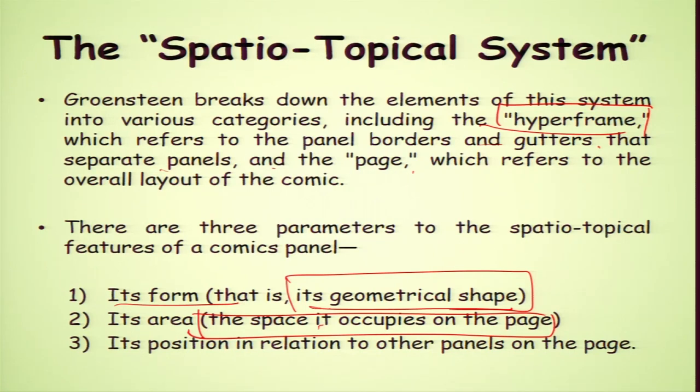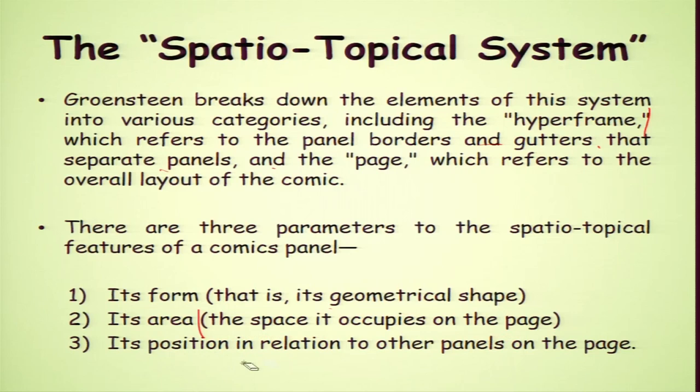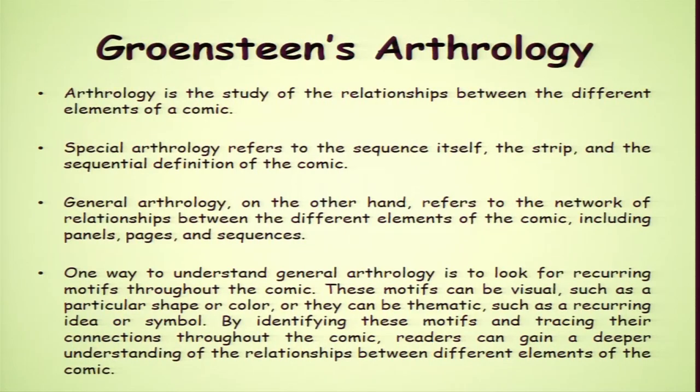So Groensteen's system is not limited to the spatio-topical system. However, he also discusses the role of characters, the role of narration, and the other elements in creating meaning in comics. So he does not talk only about this, but he also talks about the role of character and narration, that how meaning can be created. Now, that is the second chapter, Restrained Arthrology, the sequence, which focuses on the linear relation of panels to each other. So as I said, one is arthrology.